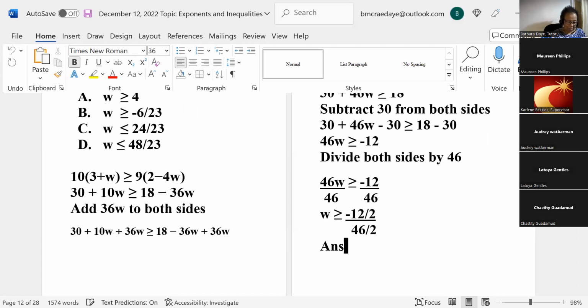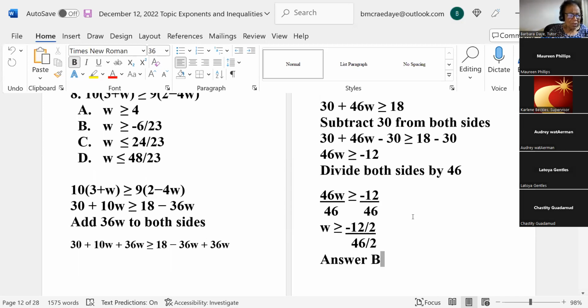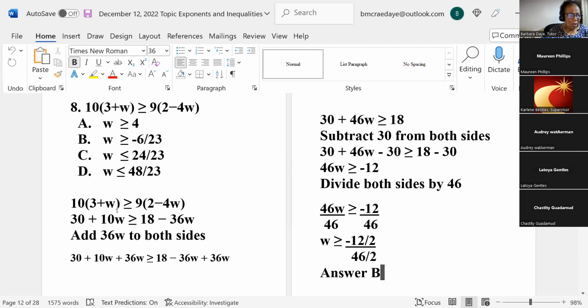Everybody get it? Now, who said they got stuck? Where did you get stuck? Audrey, didn't you say you got stuck someplace? Yeah, when I get to the 36 over something or the other. Okay, you were okay when you multiplied the number by what's in parentheses. You got this part okay.